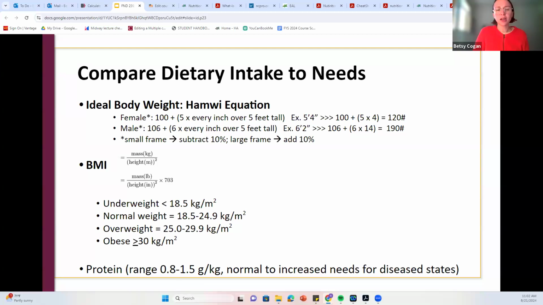Another thing to consider with dietary needs that is outside of energy specifically is protein needs. So we really want to make sure we're providing enough protein to our patients. So generally we would prescribe protein within this range, 0.8 to 1.5. But depending on their disease state or what we've found from our other analyses or assessments, we may adjust this plus or minus based on their disease state.